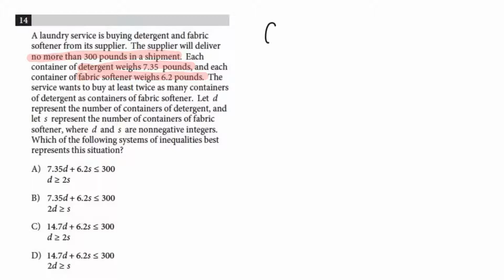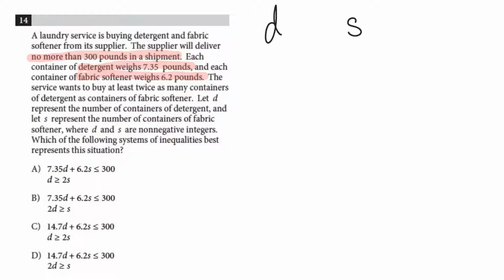So we have detergent and we have fabric softener. So where D and S are non-negative integers. Okay, that would make sense because these are quantities that we're purchasing. Which of the following systems of inequalities best represents the situation?